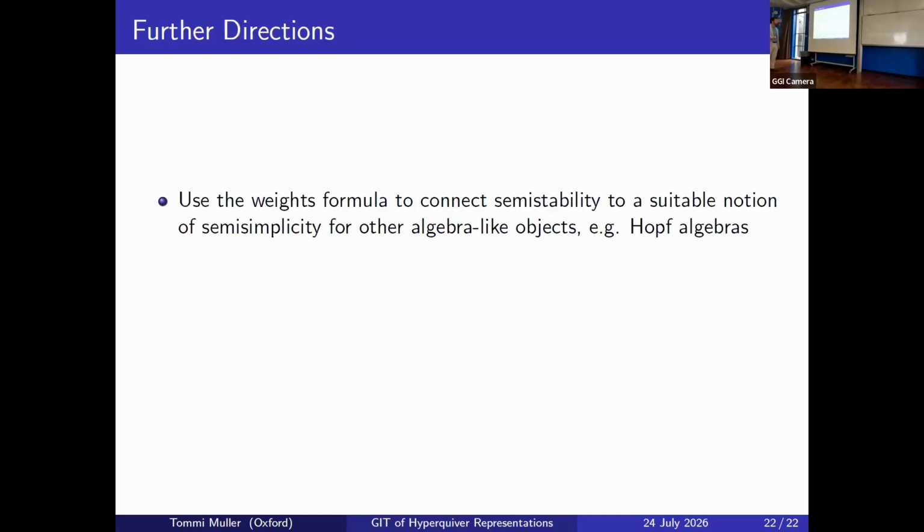So what one can do, this is like what I said. Hyperquiver representations encode all sorts of structures that resemble algebras but are more general. And one thing one can do is to use the weights formula to connect GIT semi-stability of these representations with notions of semi-simplicity. So, for example, can we do this with bialgebras or Hopf algebras? This is something which one could work on.